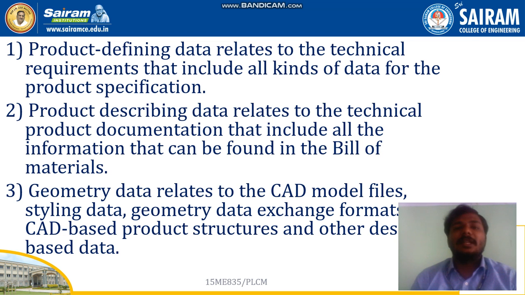Product describing data relates to the technical product documentation and includes all the information that can be found in the bill of materials. This bill of materials is nothing but the list of parts, where each part has a separate specification; that is what we call a BOM. When manufacturing a complete product, many parts, sub parts, main parts, assemblies and sub assemblies are put together to form one product. Each part's information is available in the bill of materials, and that information is also provided through this product describing data.